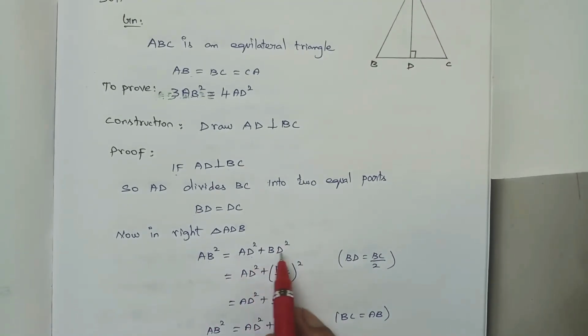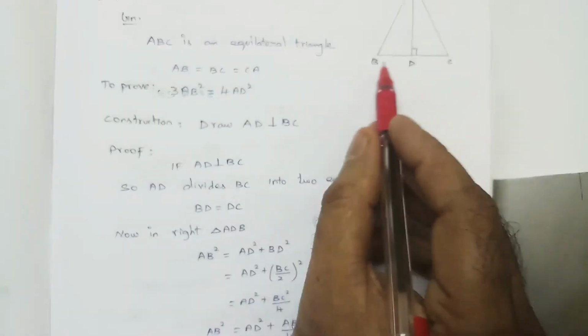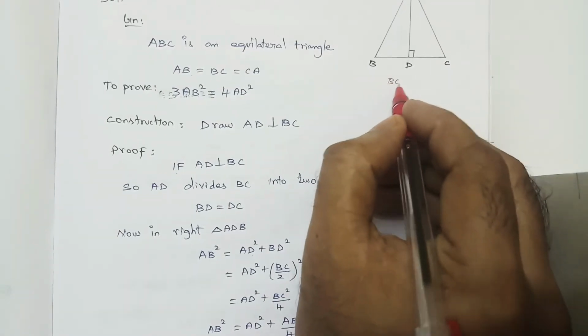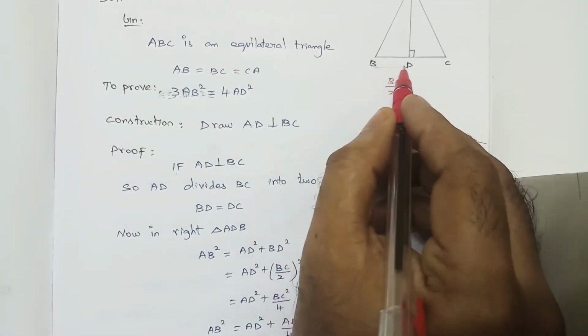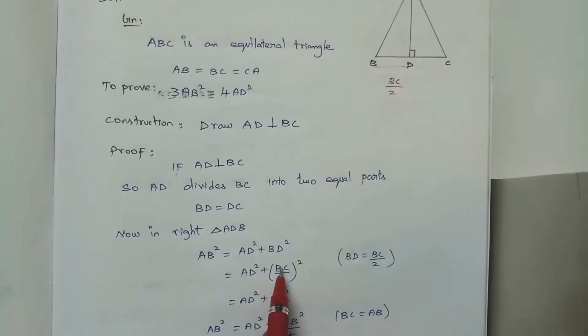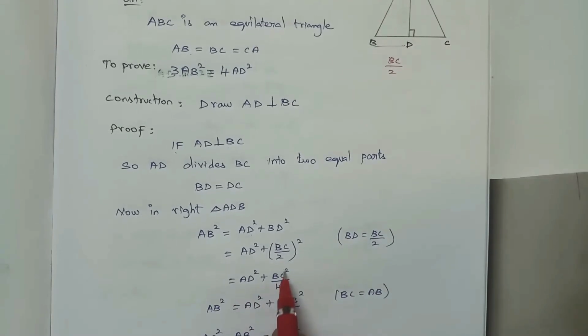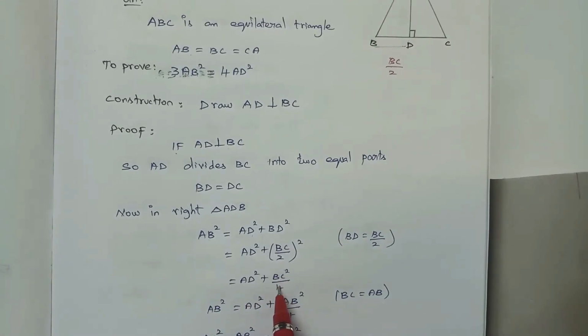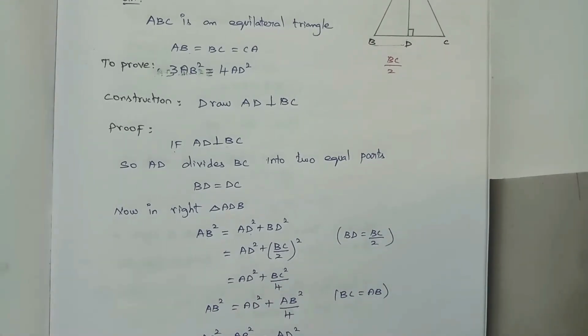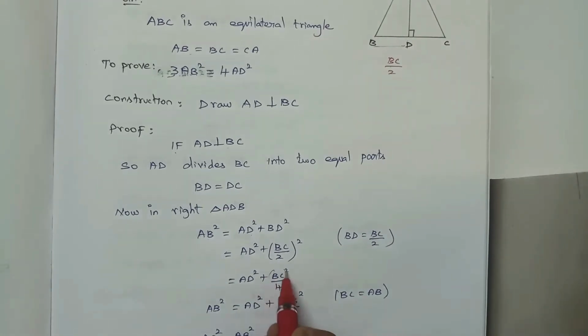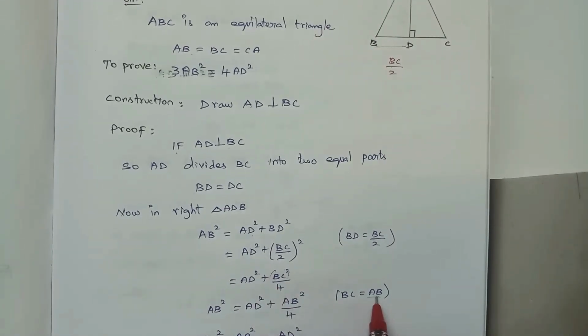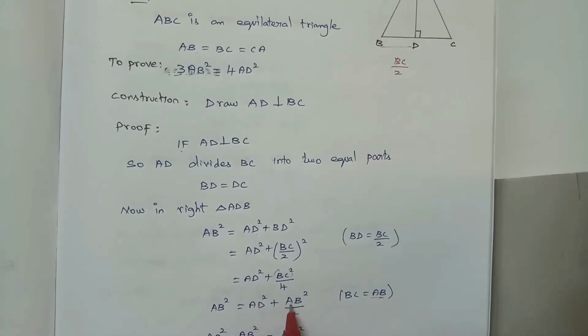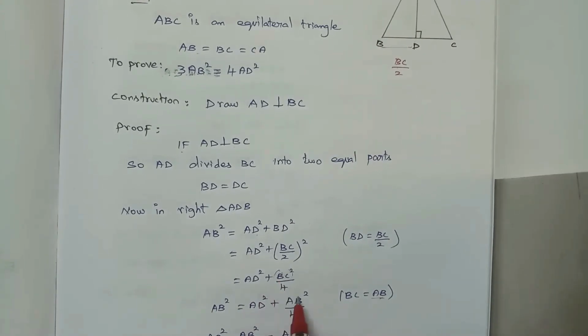How? See, BD is equal to BC divided by 2, half of BC. So take BC by 2, the whole square, and apply the square. That is nothing but AD square plus BC square divided by 4. Already we know that ABC is an equilateral triangle. Instead of this BC, shall I substitute AB? So what is that? AD square plus AB square divided by 4.